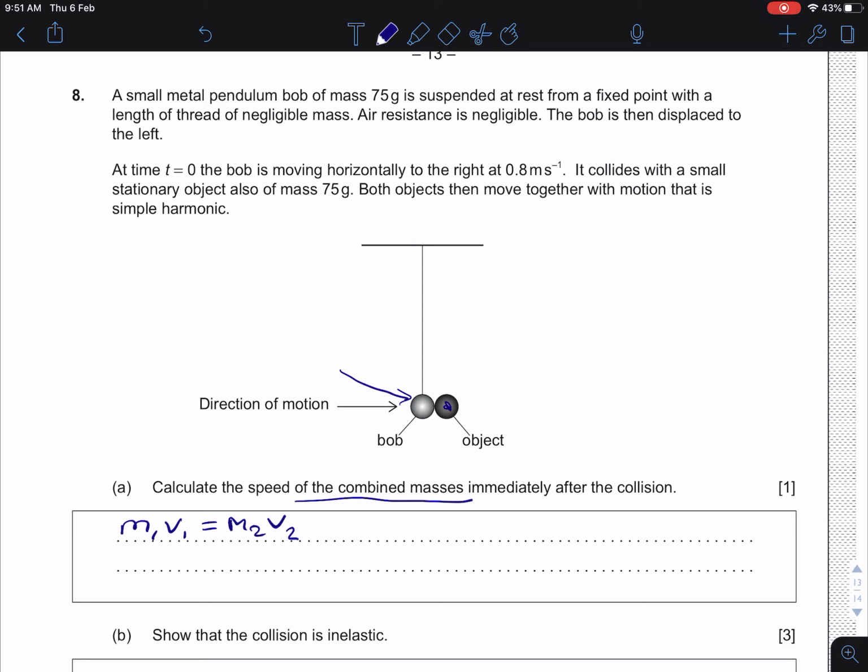The initial mass is the mass of the bob, which is 75 grams. The initial velocity is 0.8 meters per second. The second mass, after they combine, it says they move together, so it's double 0.075, which is 0.15, times v2, which is what you want to calculate. If you calculate that out, that gives you a v2 of 0.4 meters per second.